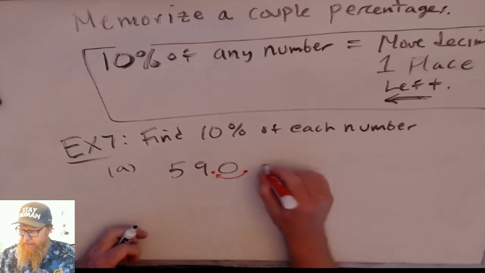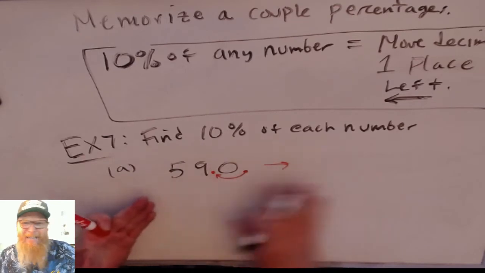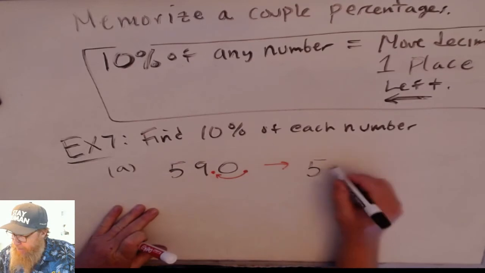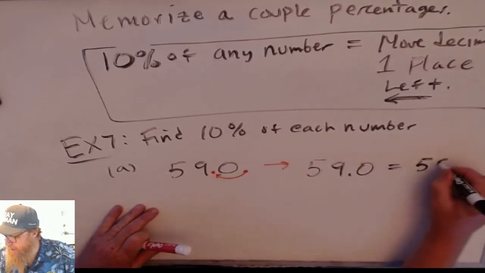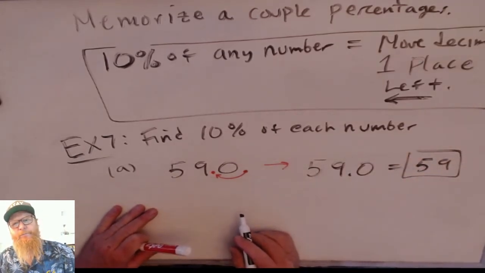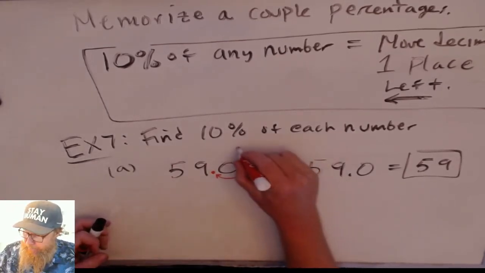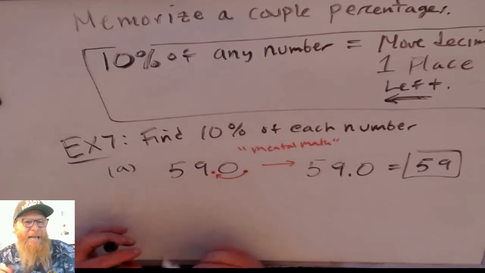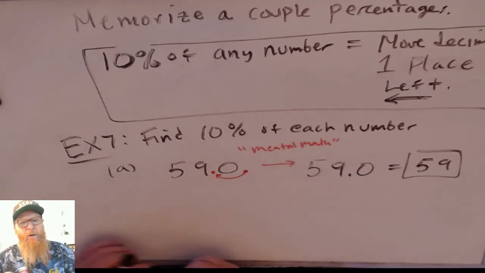So that would be, I'm using an arrow instead of an equal sign because they're technically not equal. This is mental math, so I'm not writing out a proper equation. That would be 59.0 or just 59. Over here I'm using an equal sign because they are in fact equal. Here the arrow means mental math. Yeah, we call that an implication. I'm implying it through my mental math powers.